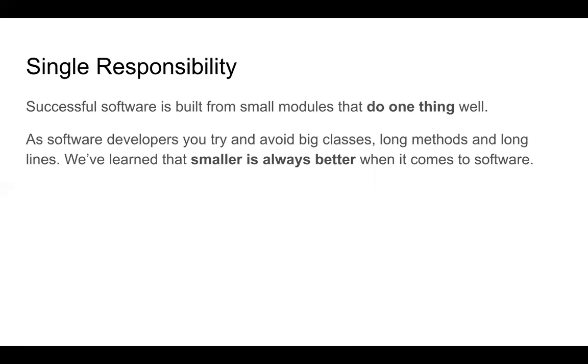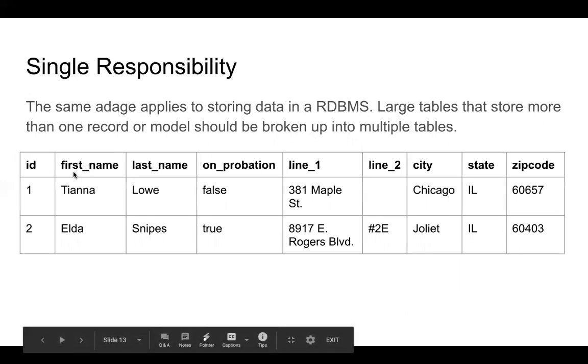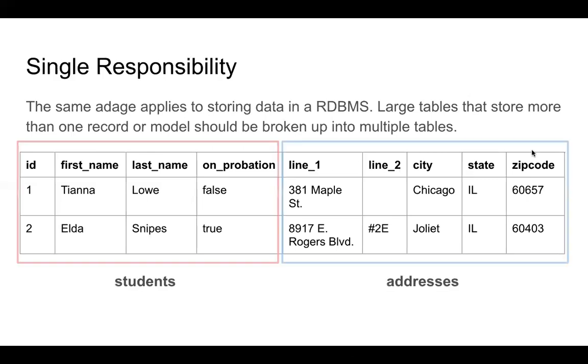So as software developers, we want to avoid big classes, long methods, and long lines. We've learned that smaller is always better when it comes to software. And that same adage applies to storing data in an RDBMS. So large tables that store more than one record or model should be broken up into multiple tables. So this student table now has a first name, a last name, graduation, address line 1, line 2, city, state, and zip code, when it's easier to break it up into students and addresses.